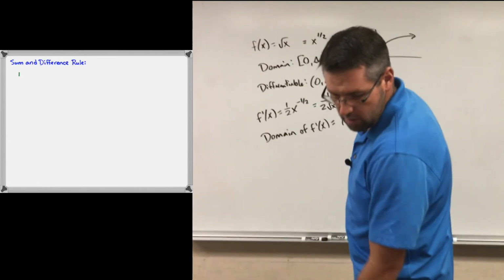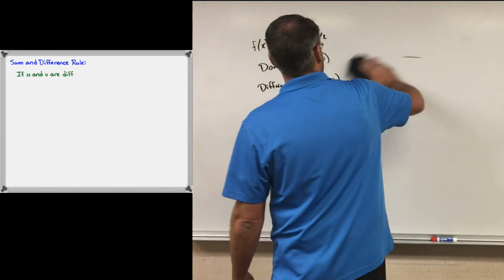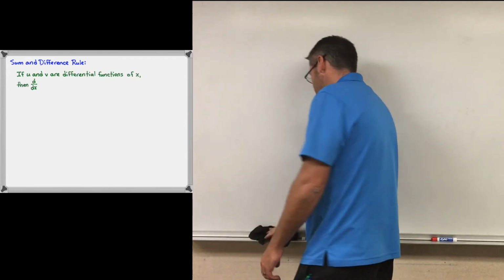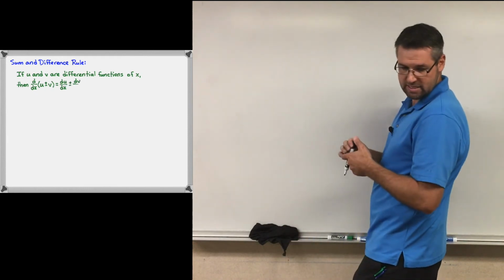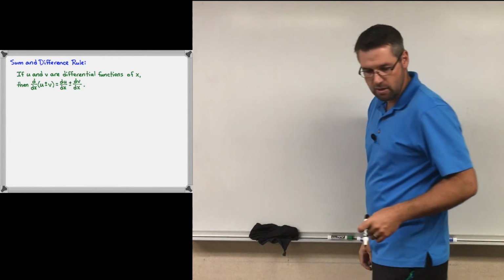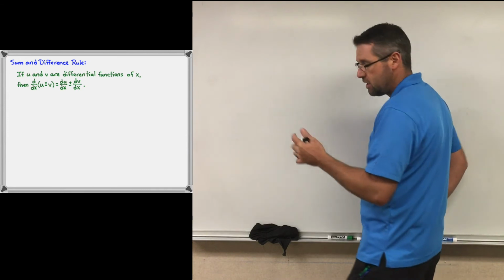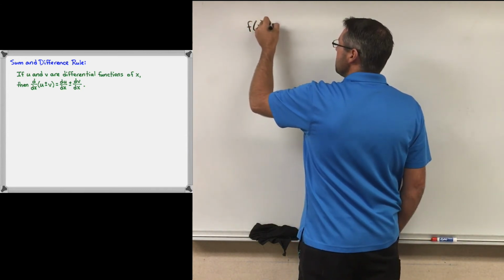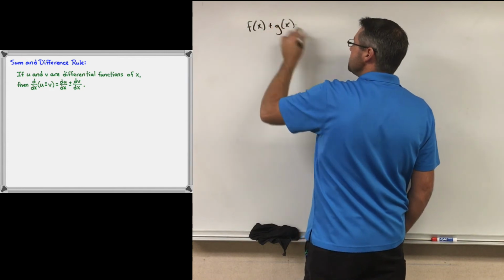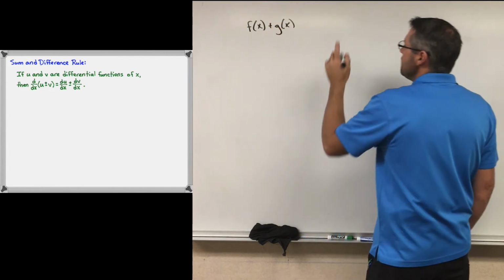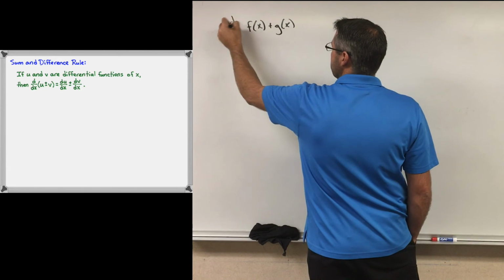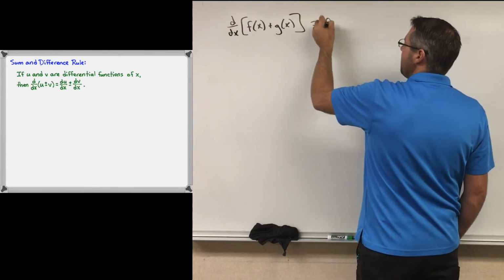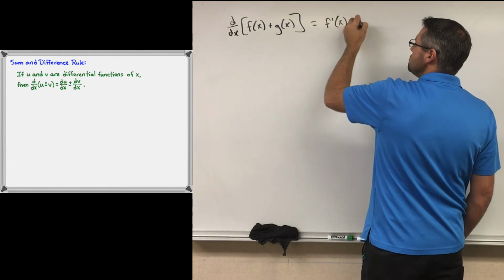All right, the last rule I believe that we're going to cover today is called the sum and difference rule. The idea is this, and you can look at that and kind of get confused, but the idea is this. If I have a function f of x plus g of x, so if I have two separate functions, the derivative with respect to x of this guy is going to be f prime of x plus g prime of x.